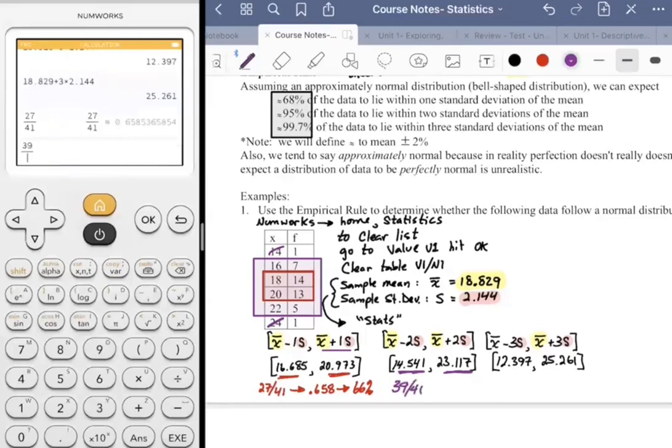I have a question. Where did you get the 41? The 41 is the total of the values in the set, if you add up the frequency column.